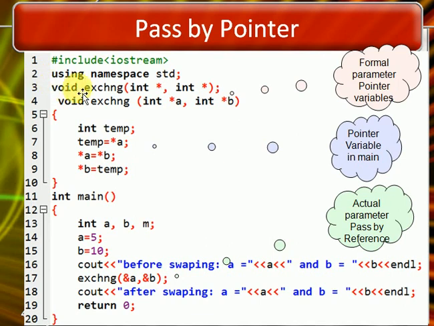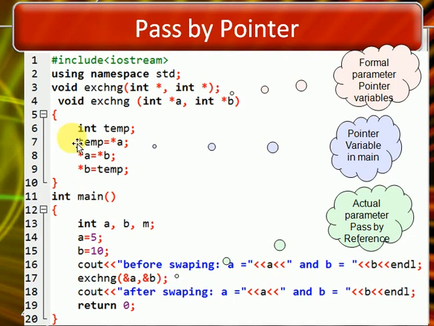Here is the function declaration and the function definition, and in the function definition these two formal parameters are actually pointer variables. The asterisk shows a pointer variable, so *a and *b mean a and b are used as pointer variables in this statement. And in the function call, here is the function call, that is exchange(&a, &b). So &a means we are passing the address of a, and &b means we are passing the address of b. So it's code to swap the contents of these two variables.